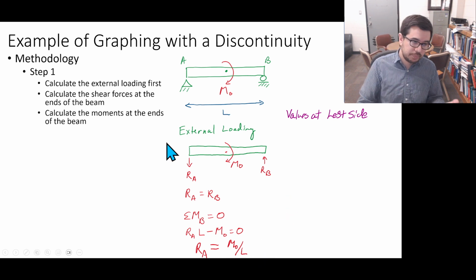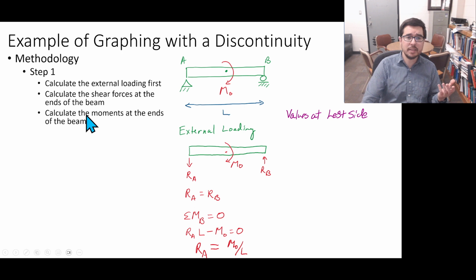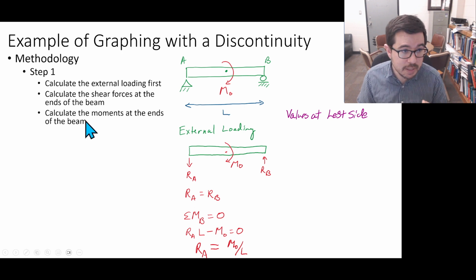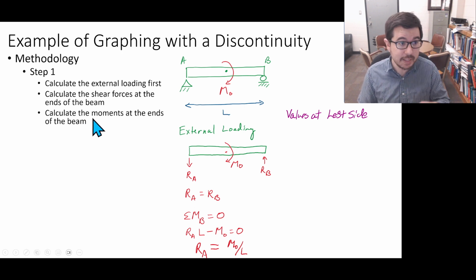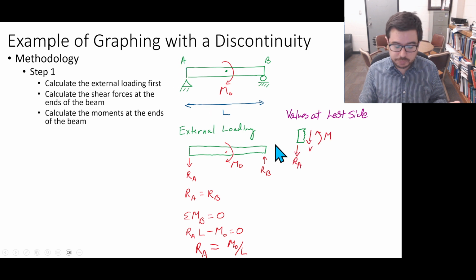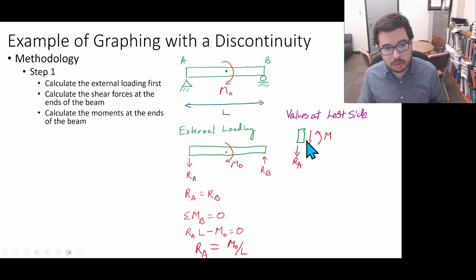Now, this portion of the first step is the same as what we've done previously. We will look at the shear forces at the ends of the beam and the internal bending moments at the ends of the beam. So let's look at the values at the left side. That would be A. When we do this, we have R_A, the external force that we've calculated, and we have a V and an M, and there's no distributed load here.